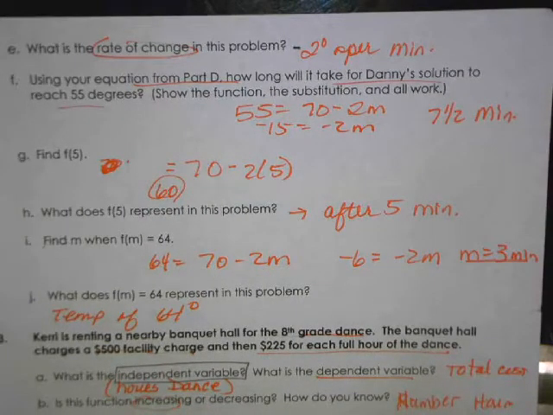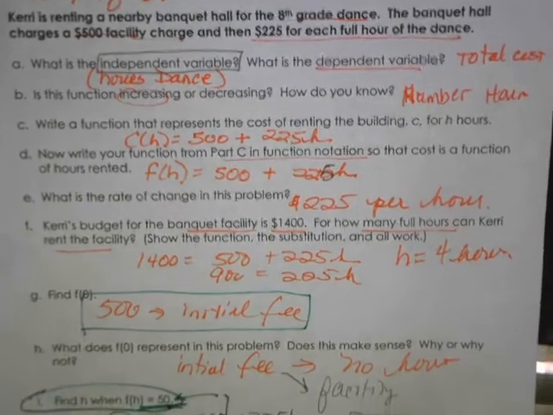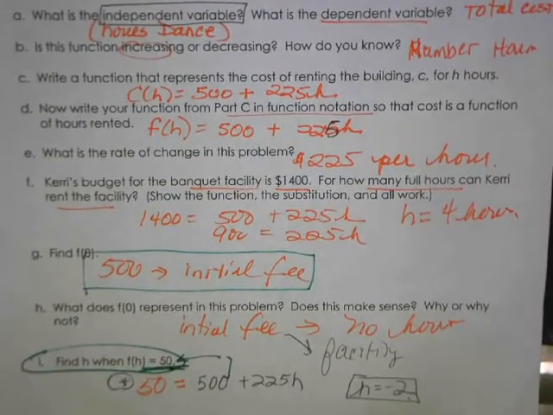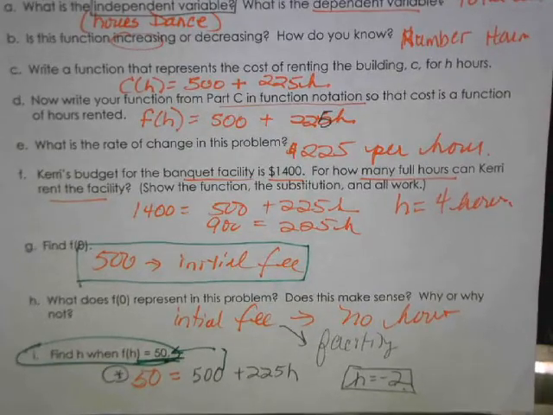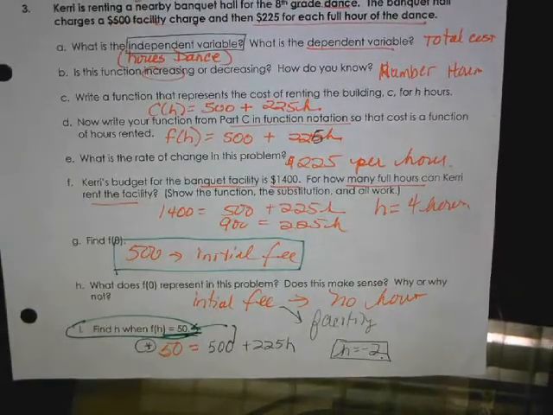And then Carrie's renting a nearby banquet hall for a dance. This is interesting, right? At the last question, I love the last question because algebraically you can set it up and find an answer, but does it make sense? So here I will show you Carrie's. And I think we can get it all on one, right? It doesn't make sense. Now I think you can see hers.